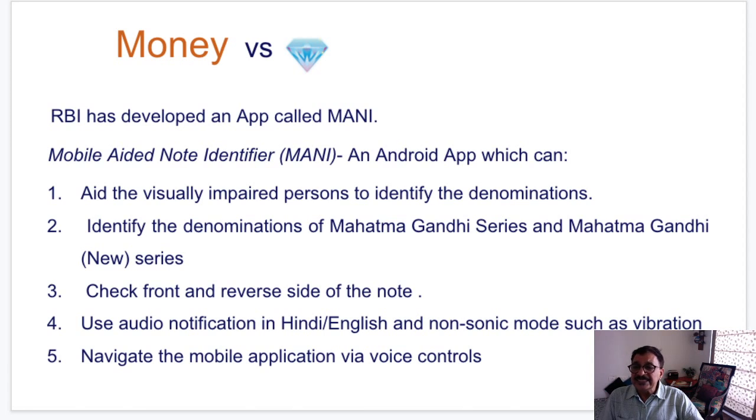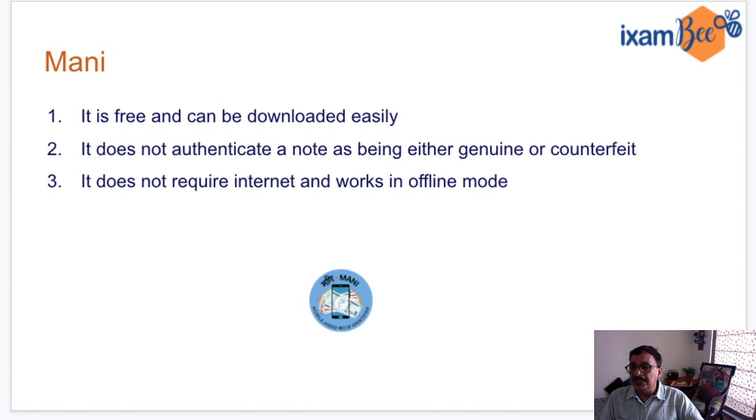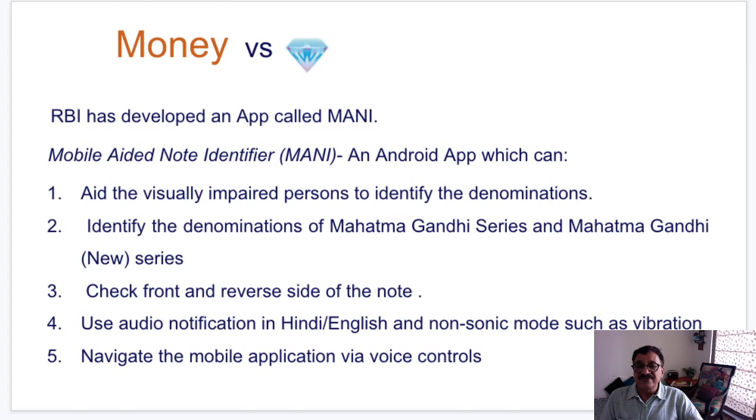So very recently, this year, RBI has come up with MONEY, the Mobile Aided Note Identifier. It's an Android app, and it can identify the denomination of the Mahatma Gandhi series. Please understand, not old notes, not the Ashokan Pillar series, but Mahatma Gandhi notes. It can check the front and the reverse side of the note and let the person know the denomination of the note.